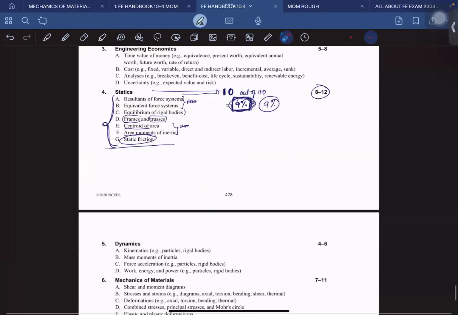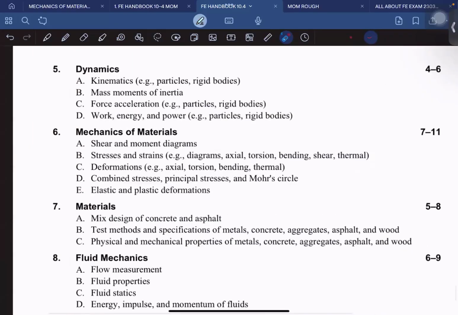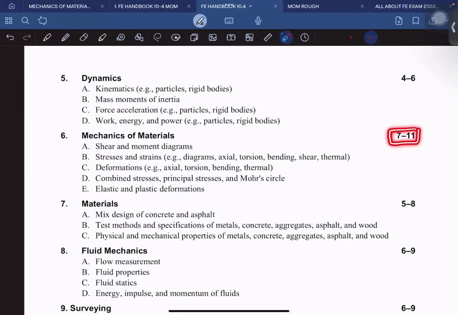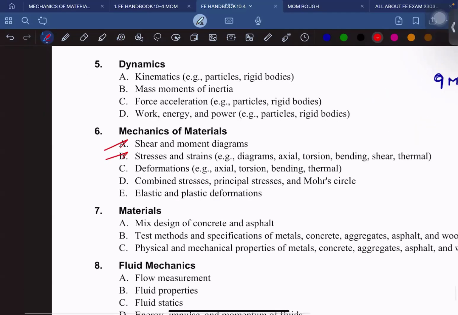Okay. So coming to our subject, mechanics of materials, you can see how many marks it has. It has around 7 to 11 marks out of 110. Suppose if our luck is good, we may get around, let us say the average, 9 marks. So what percentage of marks can we score with these 9 marks? Approximately 8%. Yes, it's nearly 8%. So if you practice this thoroughly, it's a very simple subject and we can get 8% of the marks.